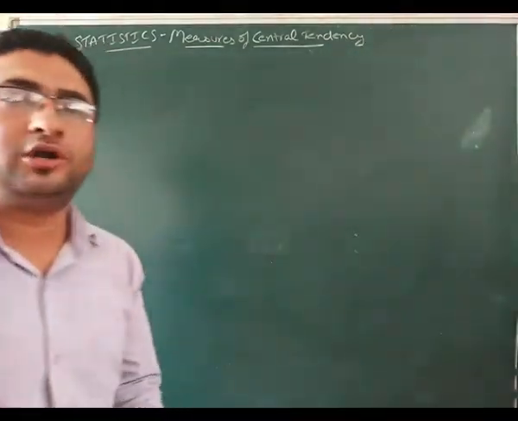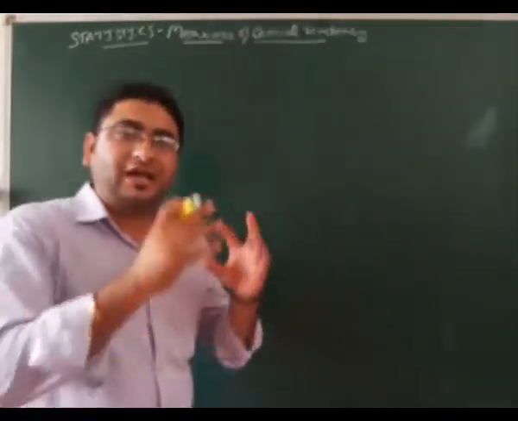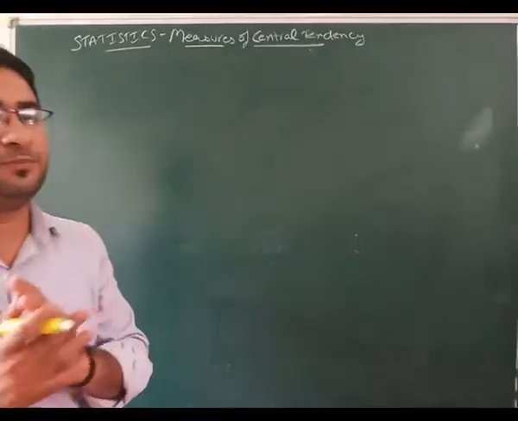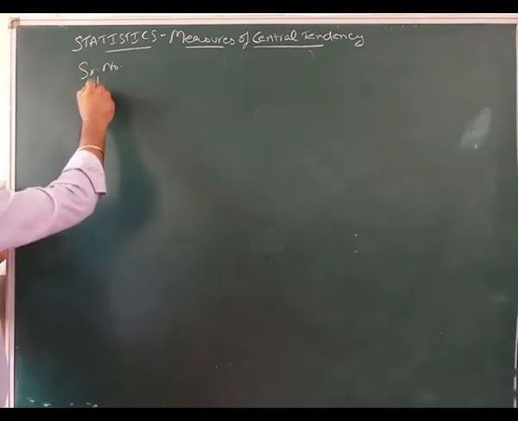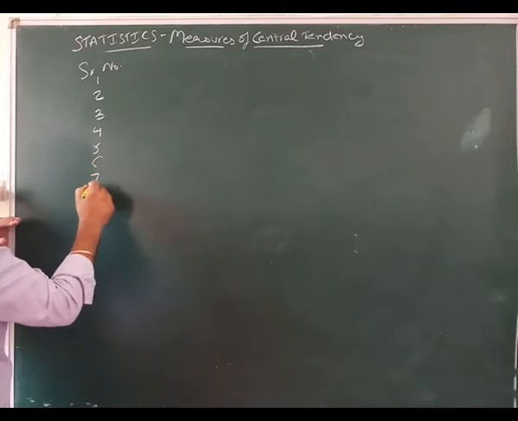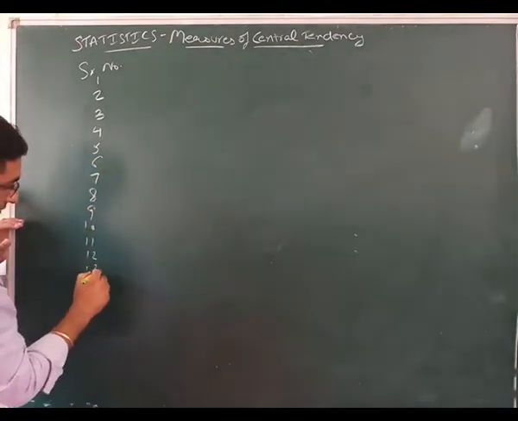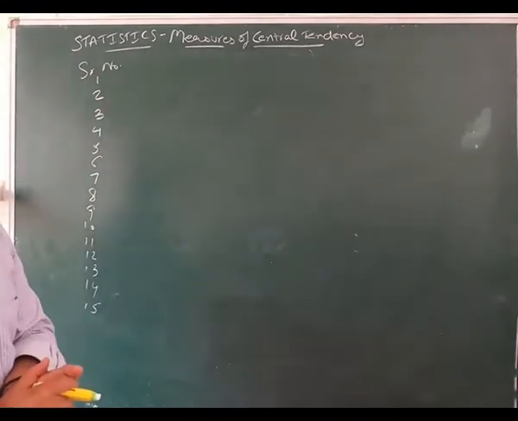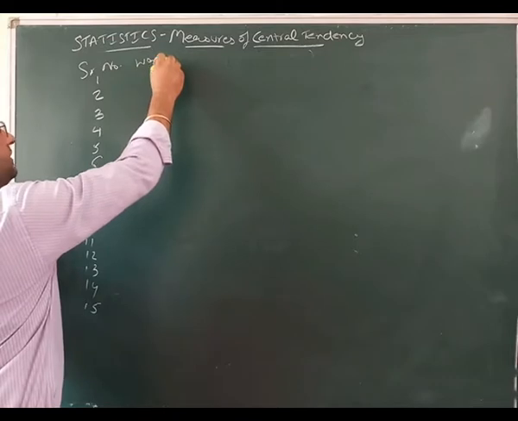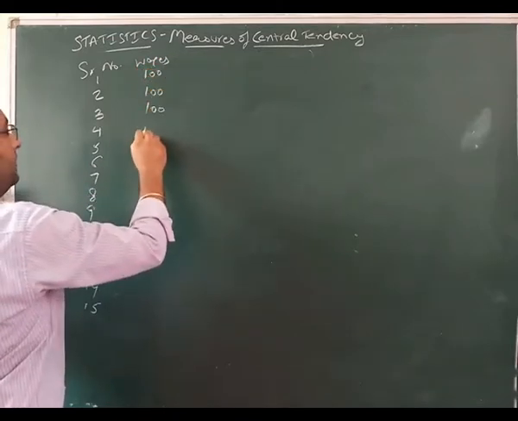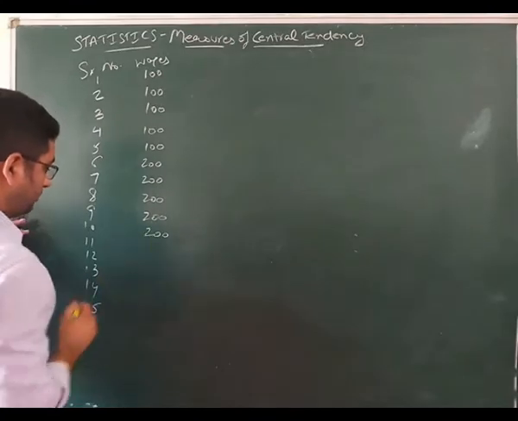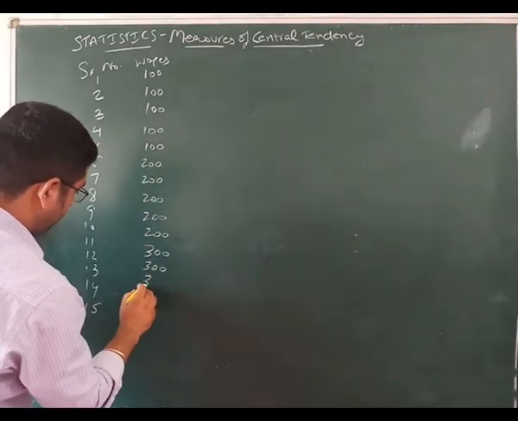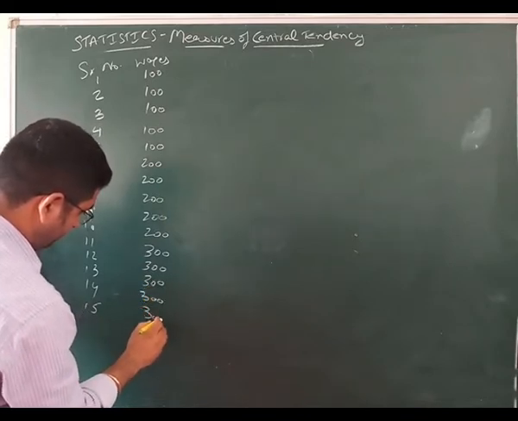This will be completely useful in central tendency, whether you are doing arithmetic mean, median, mode, dispersion, anything, quartile, decile, percentile, the series will be helpful to you. So let's start. Let's take a hypothetical example. The serial numbers are 1, 2, 3 up to 15. So I have 15 workers in my organization, and the wages I am paying them are 100, 100, 100, 100, 100, 200, 200, 200, 200, 200, 300, 300, 300, 300, 300.